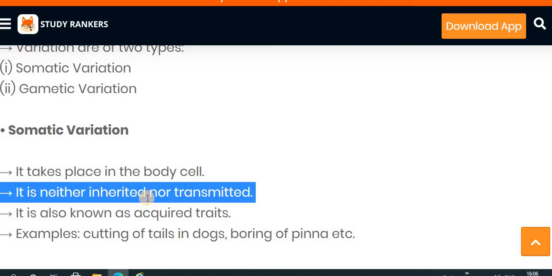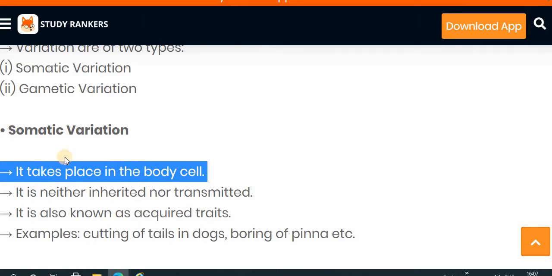Same in human beings: a lady cuts her long hair and transforms herself by changing her hairstyle. That also comes under acquired traits. Whatever change occurs after birth and is not passed from one generation to another, we consider a somatic variation.